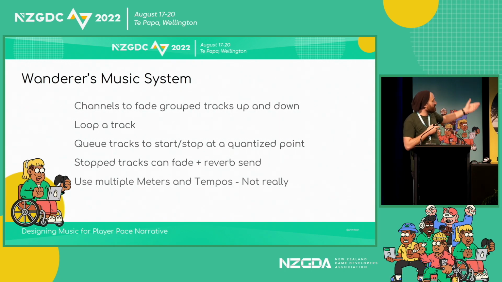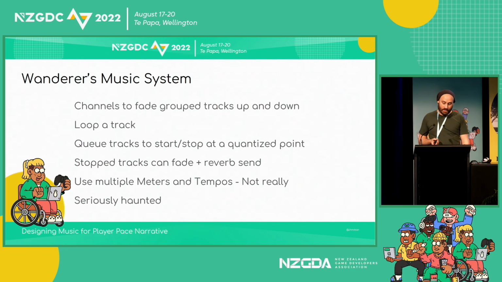We could use multiple meters and tempos. Turns out, not really. That became a real problem with changing the clock that was counting, so we had to do some work to get around that, but we got it working. And it was seriously haunted. There were so many times when I thought it should have worked because I really had my head around it this time, and then it just didn't. It required somebody going on a deep dive to figure out why. But we tamed it in the end.